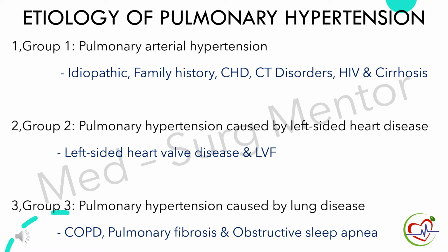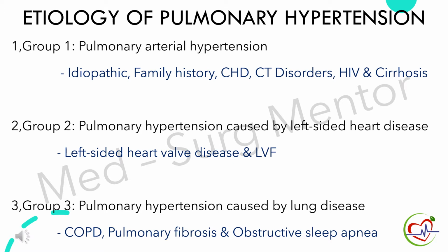Next is etiology of pulmonary hypertension. Pulmonary hypertension is classified into 5 groups depending on the cause. And the first one is pulmonary artery hypertension caused by idiopathic causes, family history, congenital heart diseases, connective tissue disorders, HIV, and liver cirrhosis.